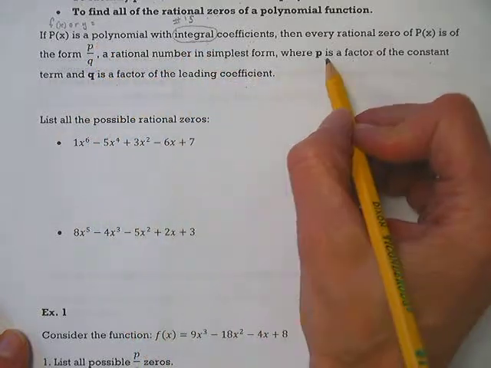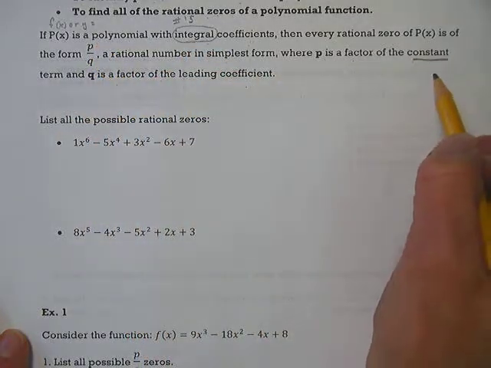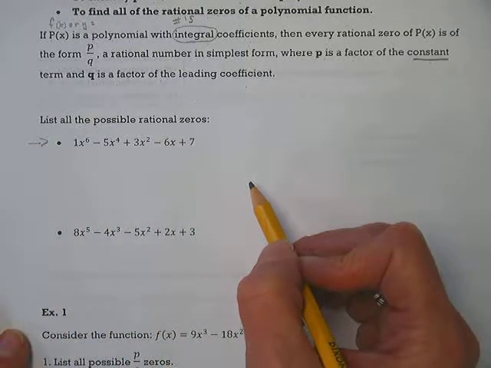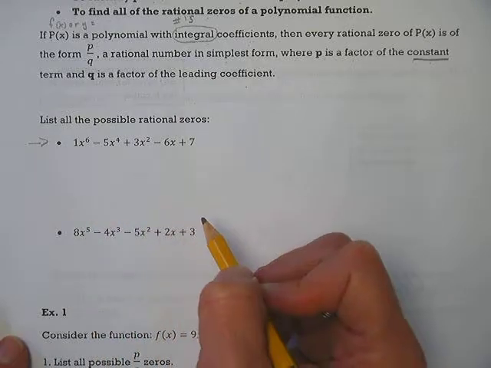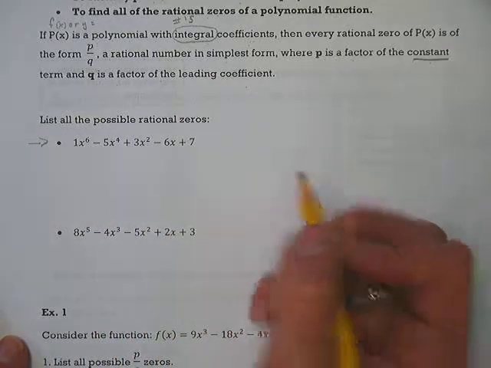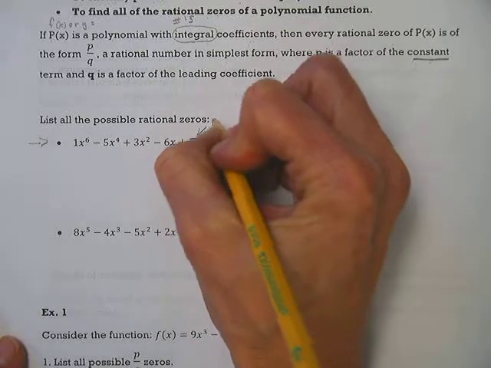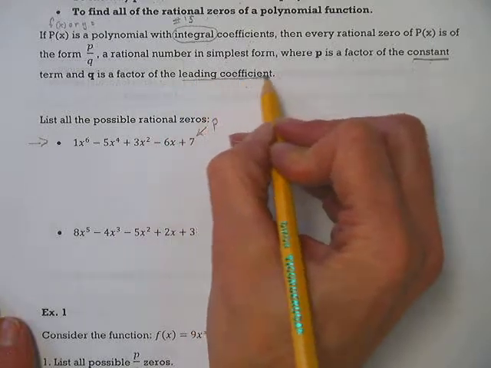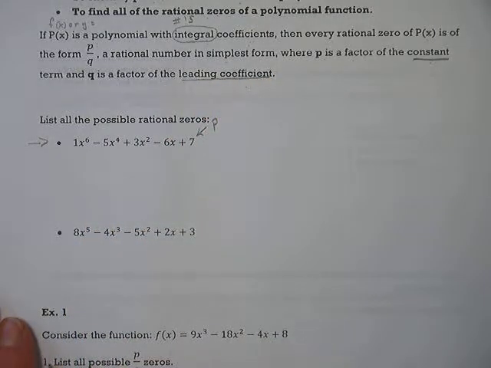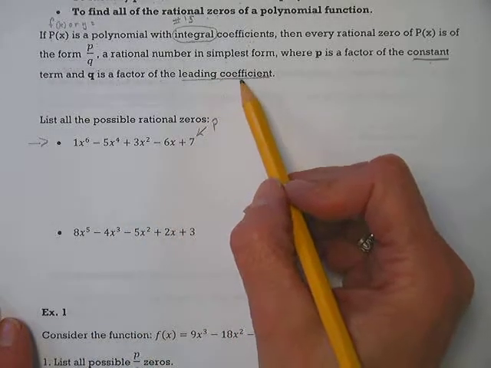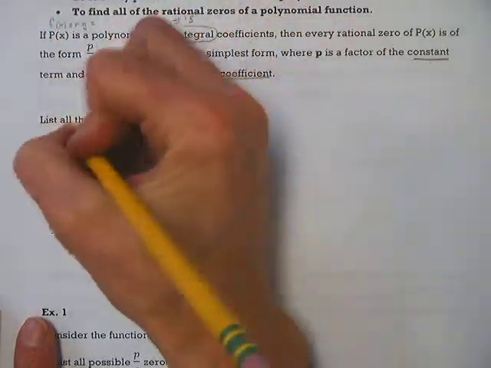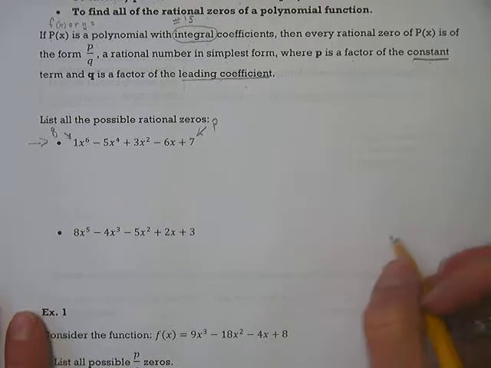First of all, p is the constant. What is the constant in this function right here? Nope, what's the constant? The number, just the number. What is it? 7. This is p. What is the leading coefficient in this function? 1. Remember, the leading coefficient is the number in front of the highest power of x. So it's 1. So this is q.